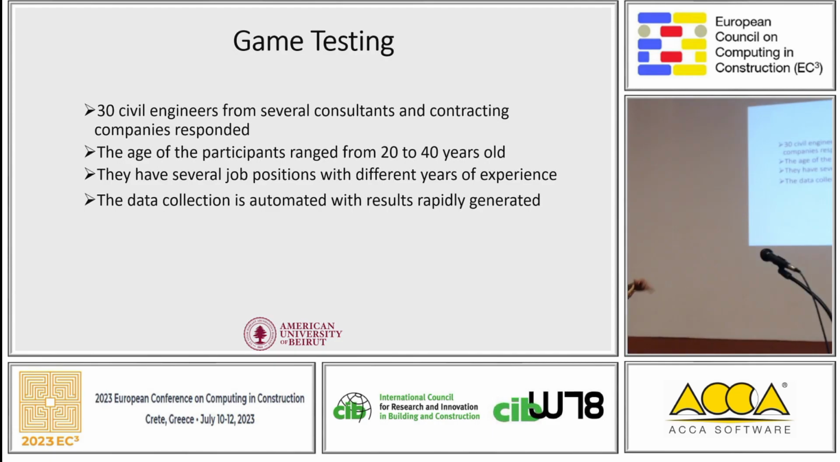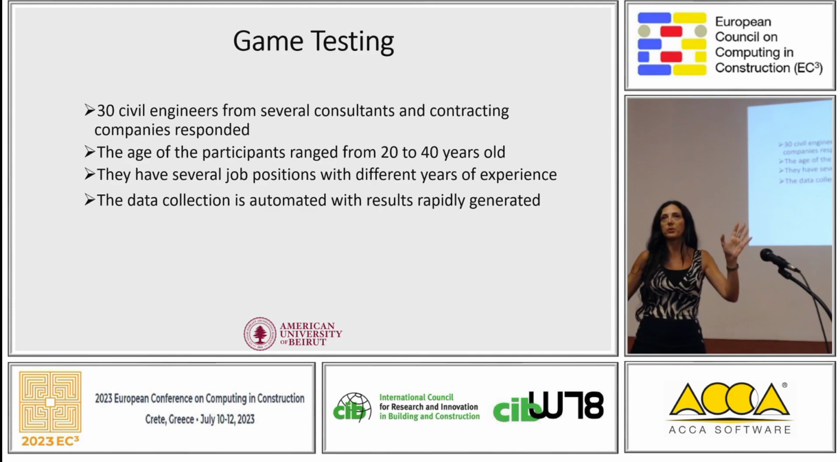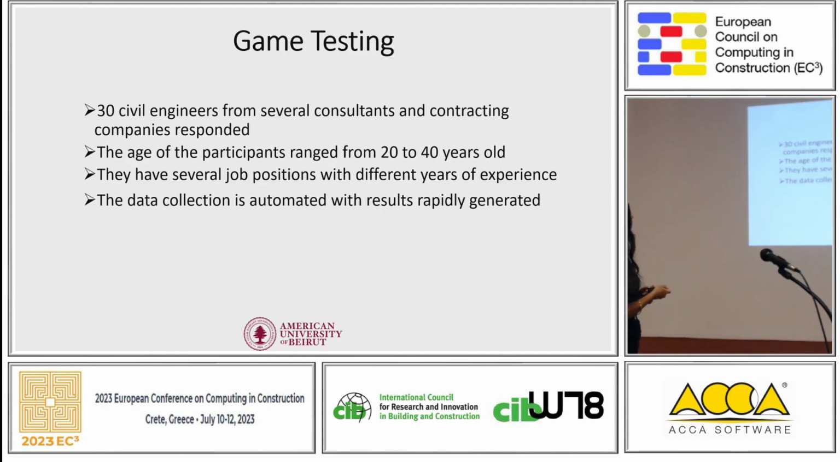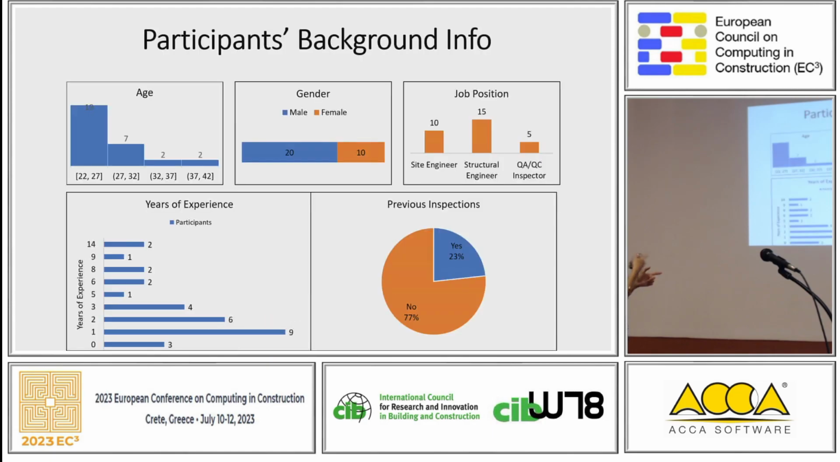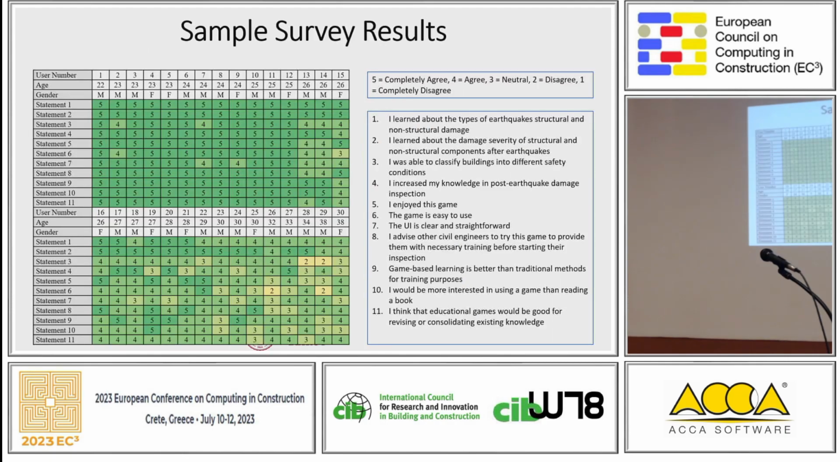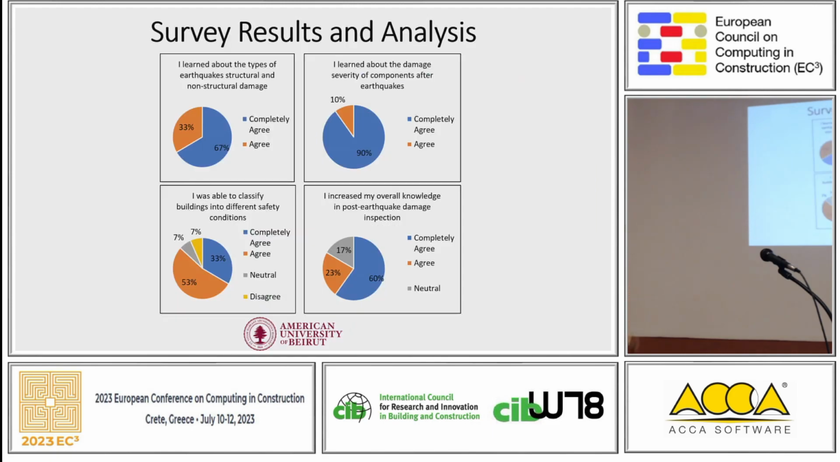The age of the participants varies from 20 to 40 years old. They occupy different job positions. And the data collection is automated, so we gather everything right away and then we get the results. We don't really have to post-process anything. So here's some visual representation of the background information about the participants. This is some sample survey results, and then the results here.